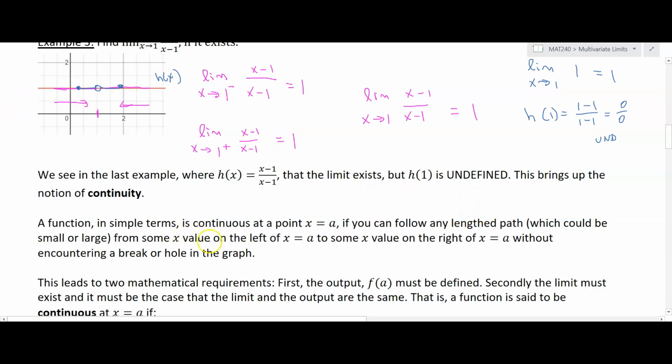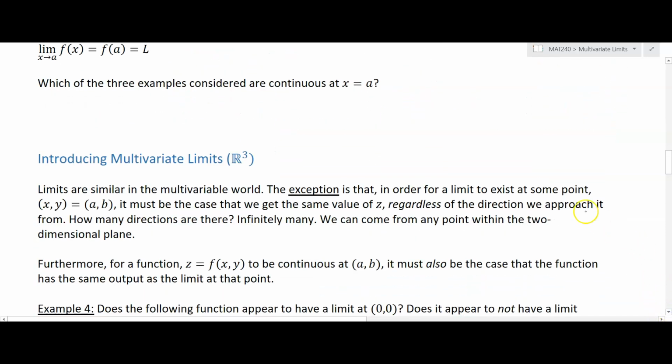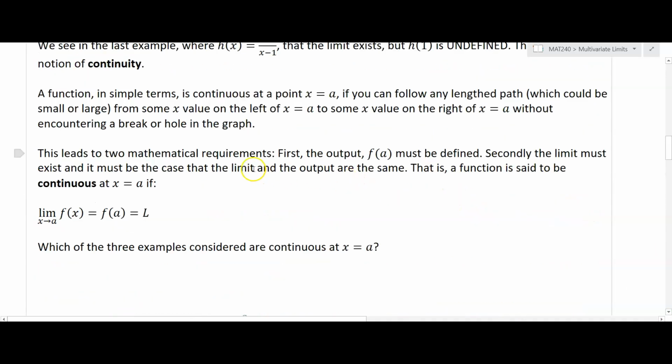From some x value on the left of x equals a to some x value on the right of x equals a without encountering a break or a hole in the graph. So you've got to be able to drive through that point in order for the function to be continuous. Remember, we're thinking about this as a roadway that we're looking at from a helicopter, and if there's a big hole in the ground, it can't be continuous. That road has a break in it, has a discontinuity. This leads to two mathematical requirements. First, the output at that point, f of a, has to be defined.